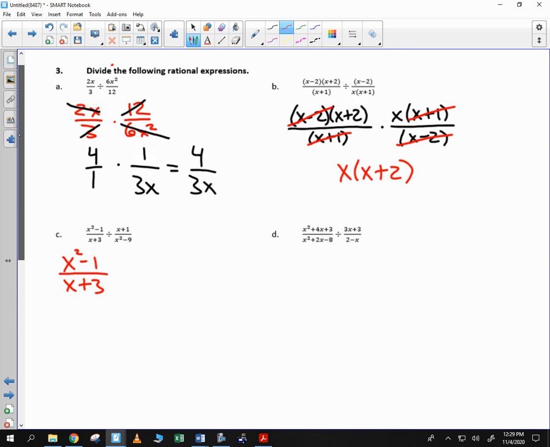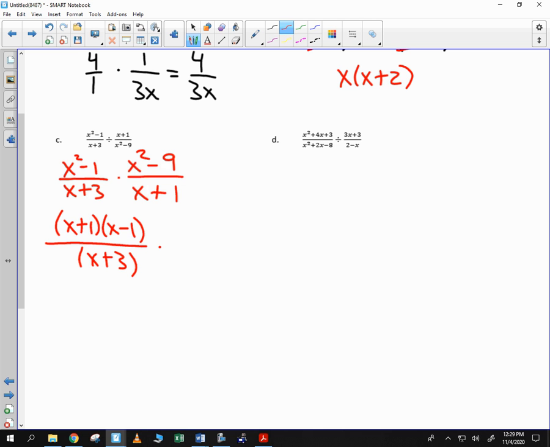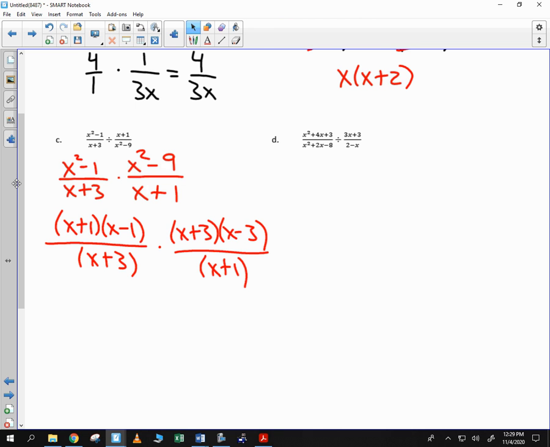Again, I'm going to write it as multiplied by the reciprocal. So times x squared minus 9 over x plus 1. Factor the top, x plus 1 times x minus 1 over x plus 3. And on the bottom, x plus 3 times x minus 3 over x plus 1. Notice the x plus 1's cancel. Notice the x plus 3's cancel.